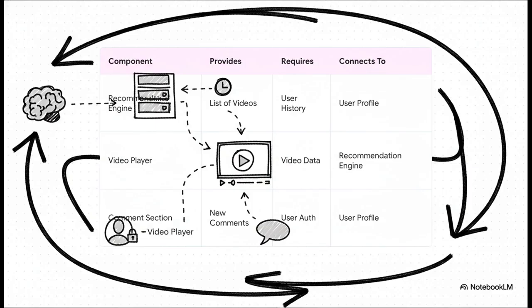We can see the recommendation engine provides a list of videos, but to do that, it requires the user's viewing history. That's a critical connection. Then the video player requires that video data from the engine. And the comments section down here, it requires user authentication before anyone can post.